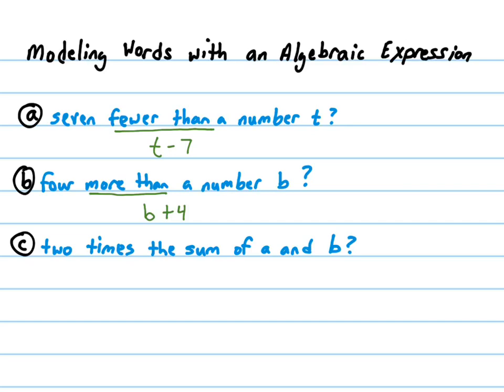And then C, 2 times the sum of a and b. Keep in mind sum means addition, and then you have this 2 times out in front, which means it's going to apply to both the a and b after they've been summed together. So let's just take care of the second part of this first. The sum of a and b, and then 2 times as many would be 2 times that amount. So we're looking at 2 times the quantity of a plus b.